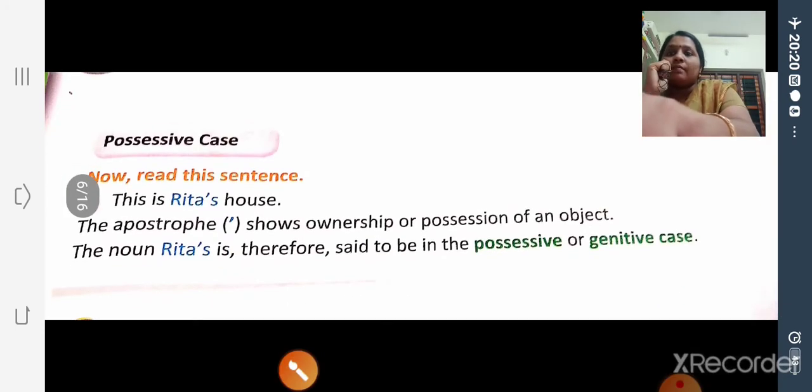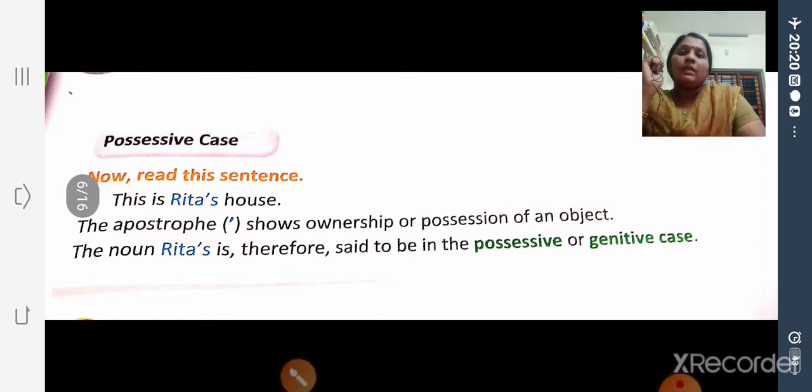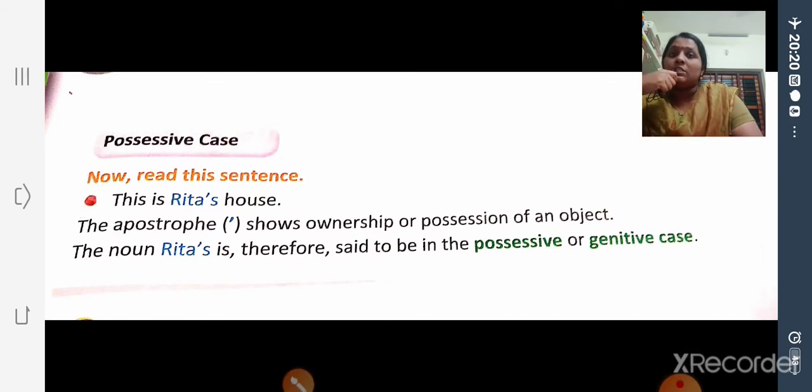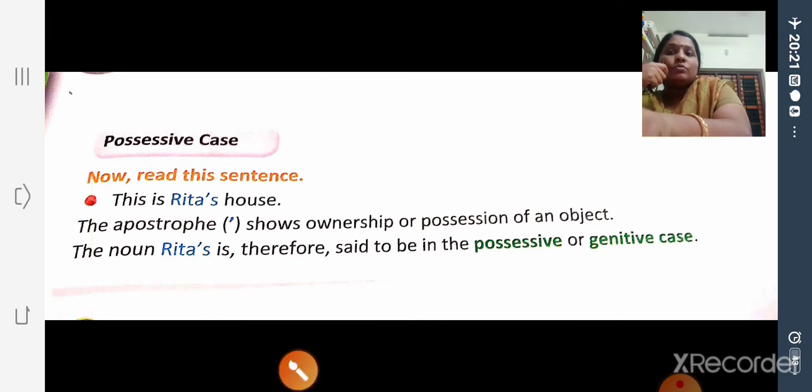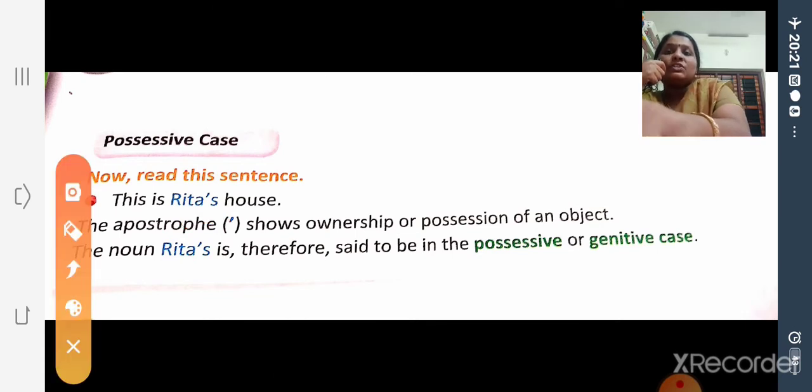Then one more case is discussed here, the possessive case. So we have studied nominative case, accusative case and possessive case. So this is Rita's house. Here we can see an apostrophe. This is an apostrophe. The apostrophe shows ownership or possession of an object.